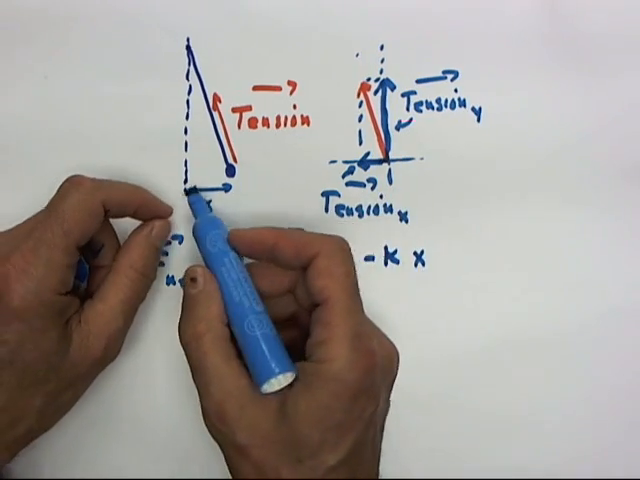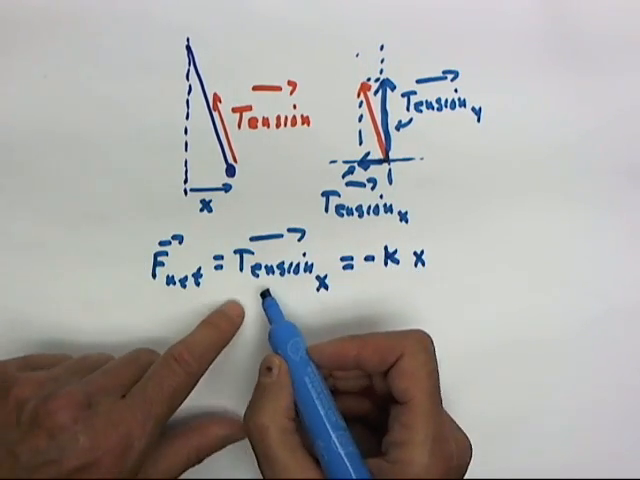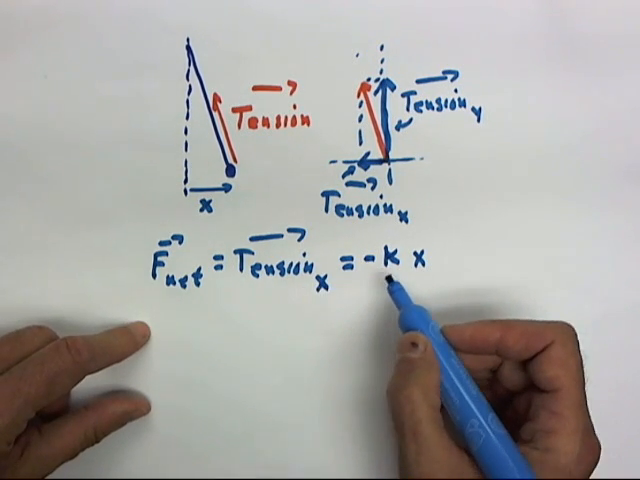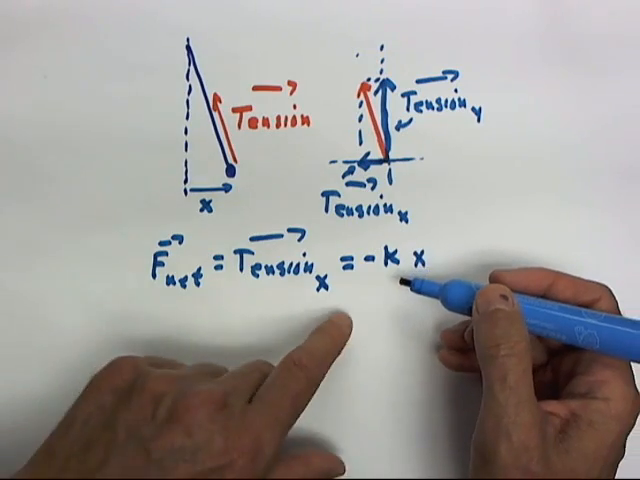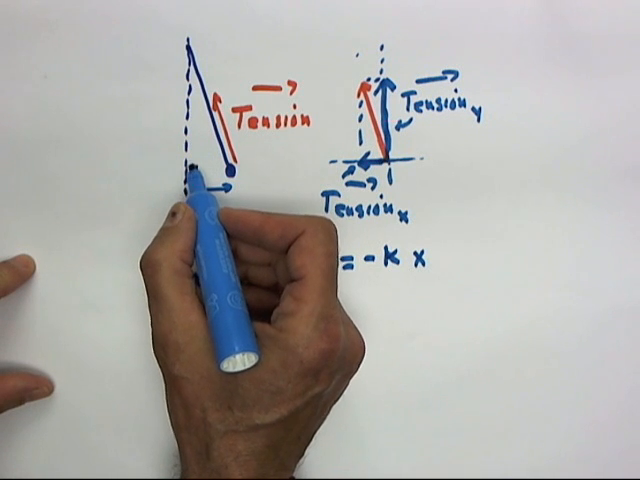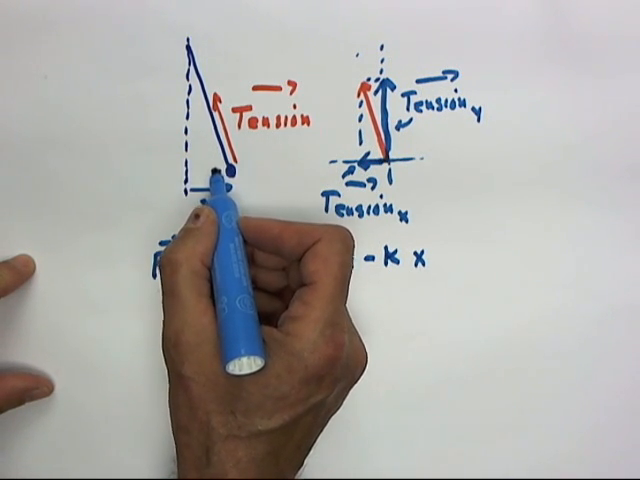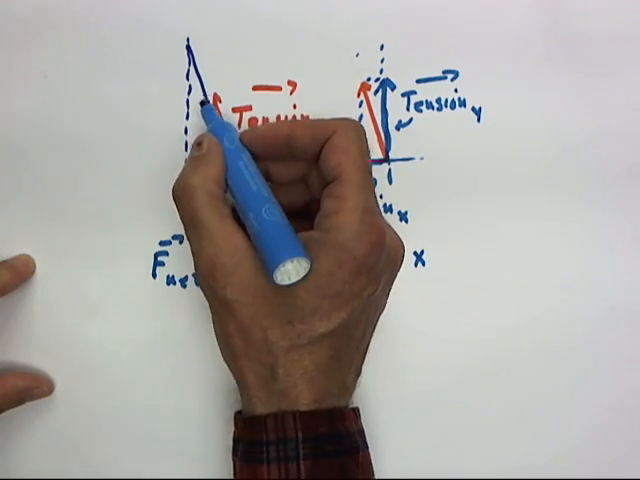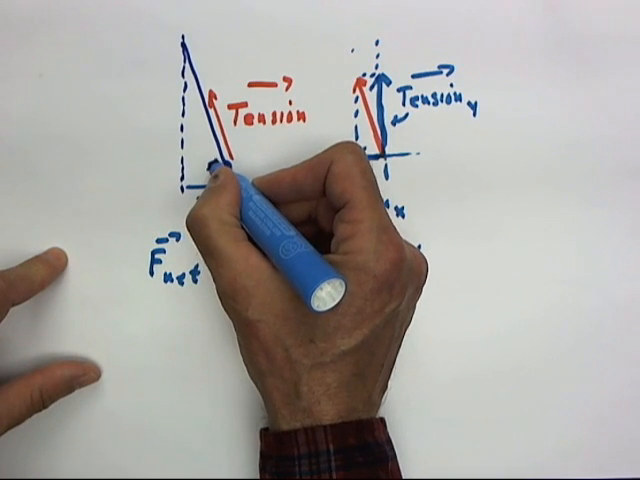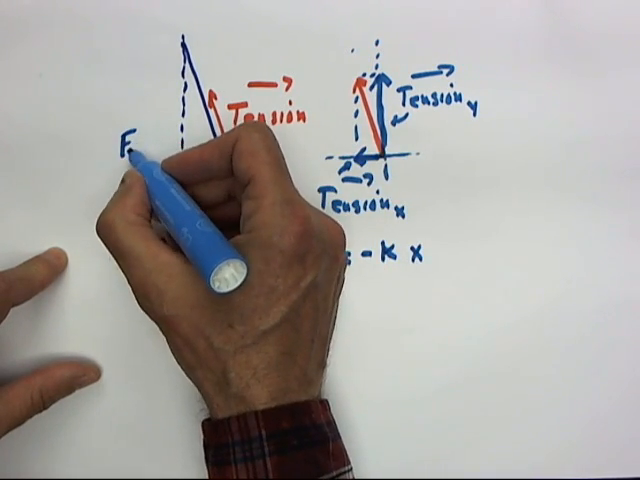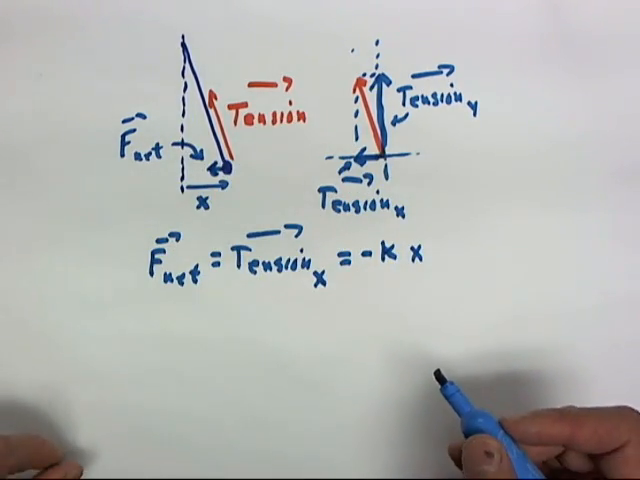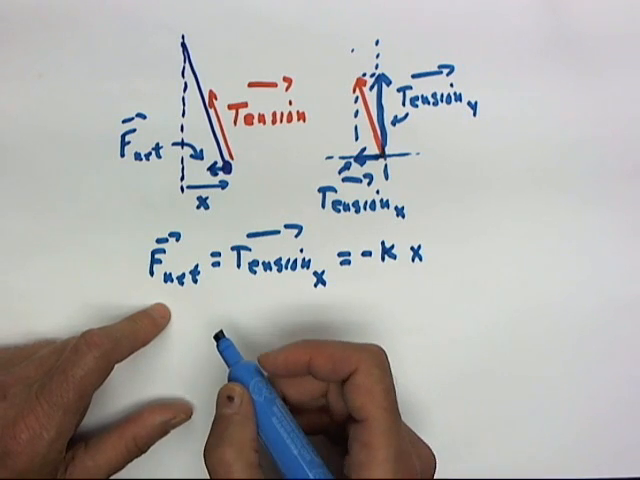This means that if you pull twice as far back, you get twice as much net force, twice as much tension in the x direction, and also that the force of tension is back toward the equilibrium. And we can see that that's the case, that the x component of this force, and I'm not going to draw all the projection lines, is indeed back toward the equilibrium, so that our net force is negative kx.